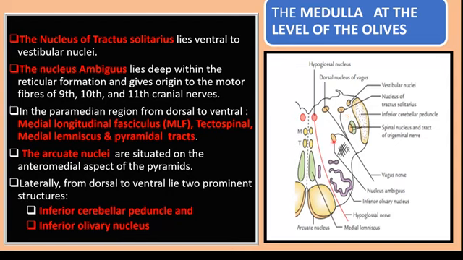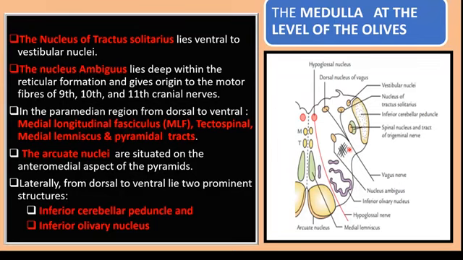Here we see nucleus ambiguus. This is lying within the region of the reticular formation. This nucleus gives origin to motor fibers of the 9th, 10th, and 11th cranial nerves.